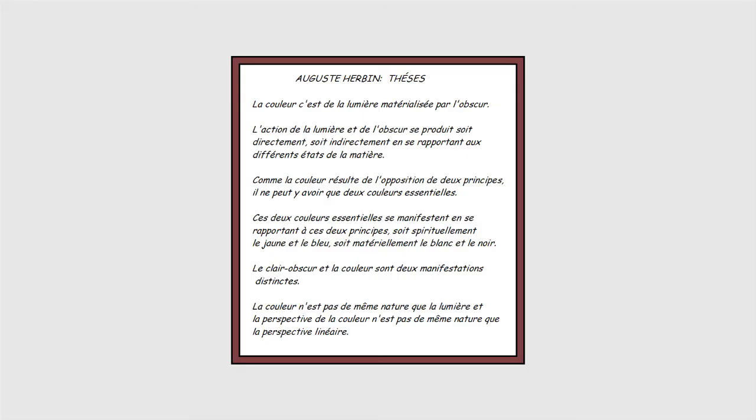Herbin supplied a table of theses on light and color, from which I have selected six. The first one, La couleur, c'est de la lumière matérialisée par l'obscur, sounds very deep, which is typical of philosophical or poetic sentences in the French language. It means something like color is the embodiment of light through darkness, which is a way of expressing what we have seen in this exhibition. The interpretation of the rest of the statements I leave to you.